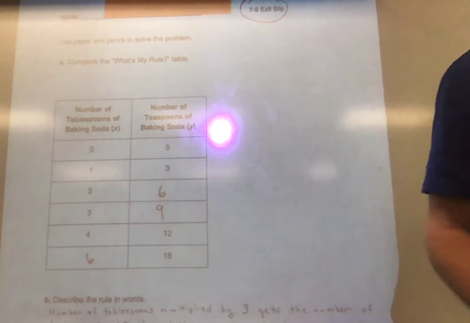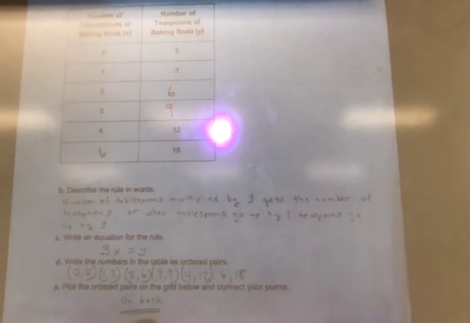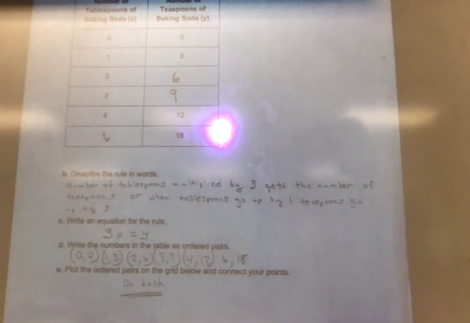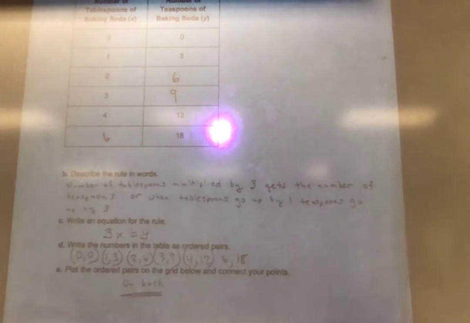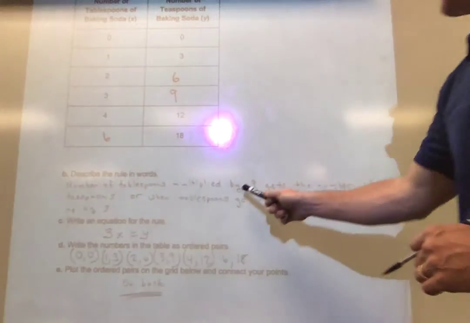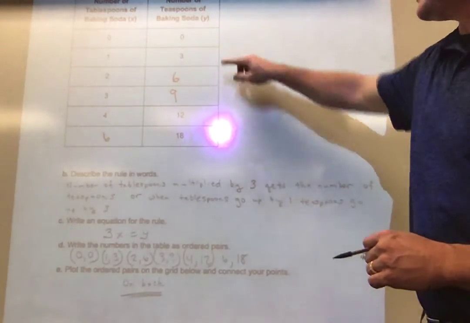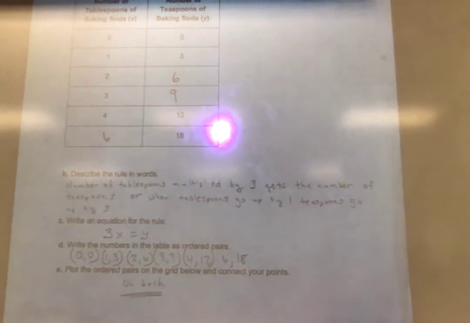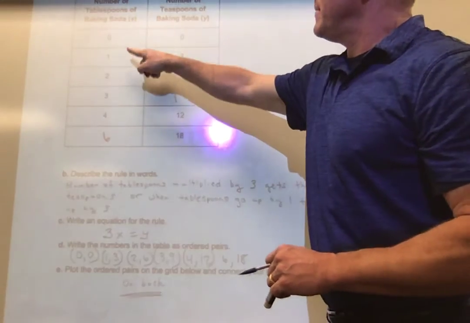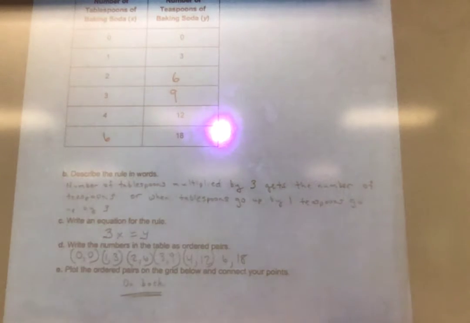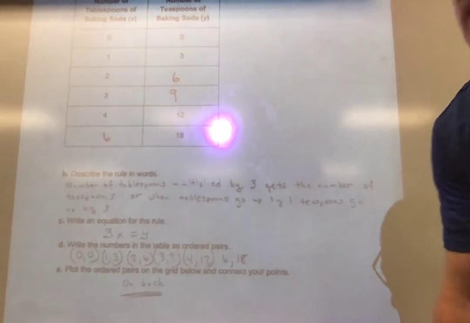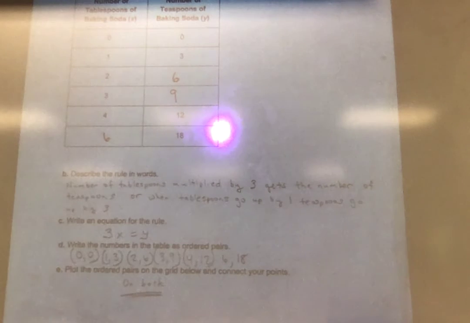So it says to describe our rule in words. We just kind of went through that there. So make sure you're writing this stuff here. The rule in words: the number of tablespoons multiplied by 3 will get you the number of teaspoons. Or when the tablespoons go up by 1, every time I go up by 1, these go up by 3. All right, so you can see they're tripling. You could write that any way you want, but that's the base for the rule and how to describe the situation and what's going on.